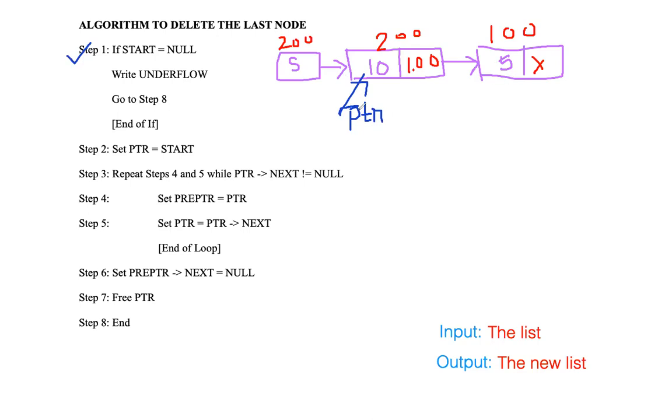So let us see. We are making PTR equal to start. Now we have to go till the last node, so PTR arrow next is not equal to null. If it is not equal to null, we set another pointer, which is PPTR, and we make PTR point to the next node. So PTR was initially pointing here. Then we are checking for the next pointer part of a node. If it is not null, then we set another pointer PPTR to this current node, and take PTR to the next node.